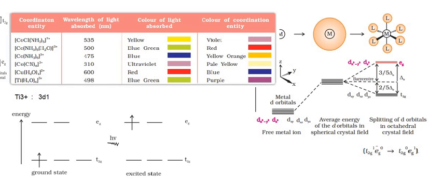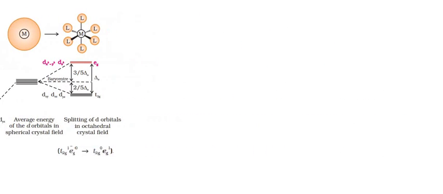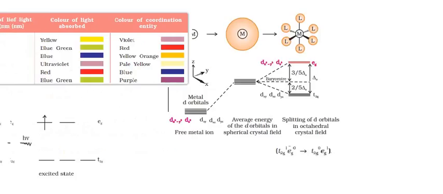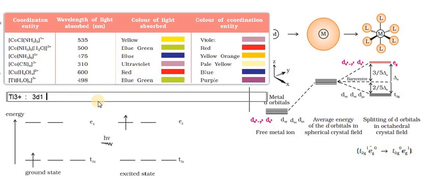Now a removal of water molecules from this particular complex on heating renders it colorless. If you talk about this particular complex, Ti(H2O)6 Cl3, when you heat it, you remove the water molecules by heating.